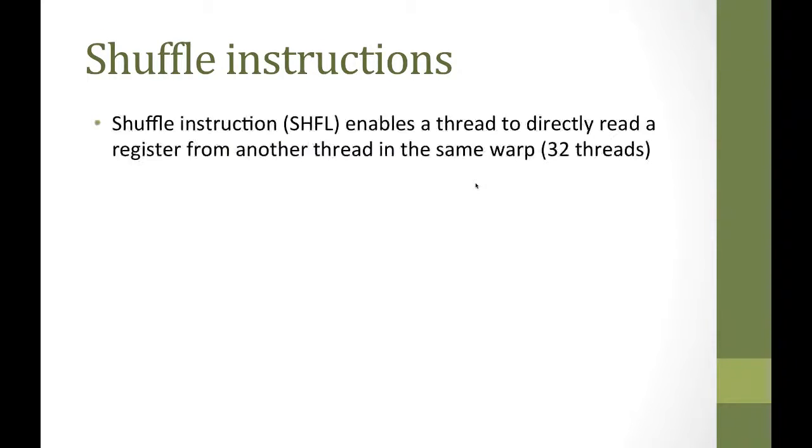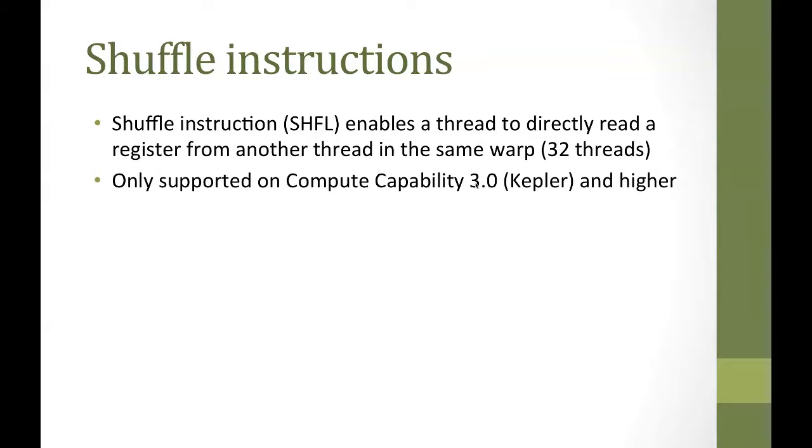Okay, so the shuffle instructions. The shuffle instructions are hardware instructions that can be used by each thread to read a register from another thread. But there is a limitation here: the shuffle instruction only works within the same warp. That means you can only use shuffle instructions within the contiguous 32 threads. And it's only supported on compute capability 3.0 and higher. That's the reason why I chose to use the K20 GPU instead of the GPUs on the Monk, because Monk doesn't support the shuffle instruction.